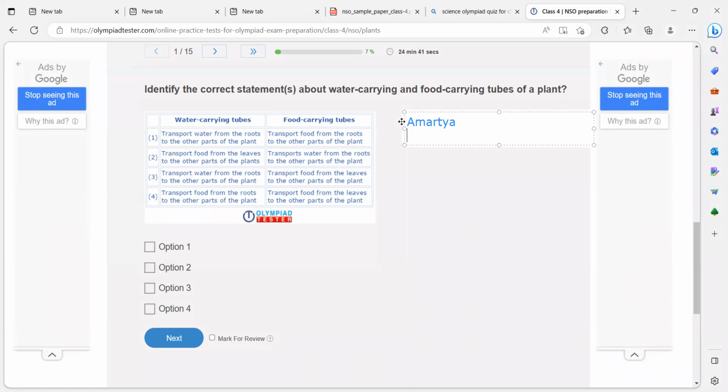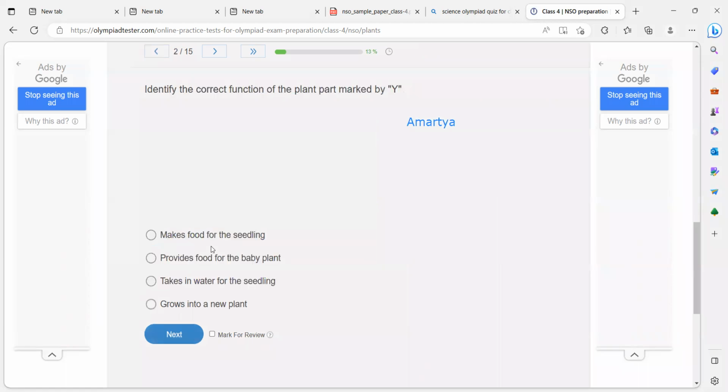Ma'am, option 4 is incorrect, but the rest of them are correct. 1, 2, 3 are correct. 4 is wrong. Okay, let's see. Yes. According to you, 1, 2, 3 are correct. Okay. Now do the next one.